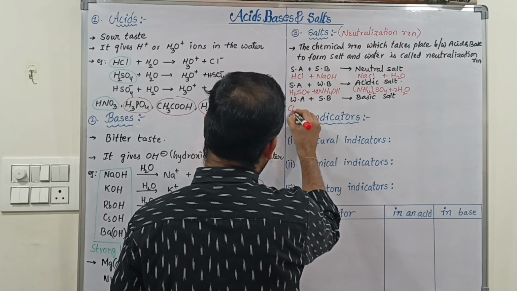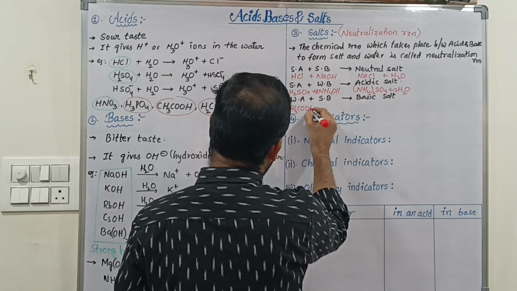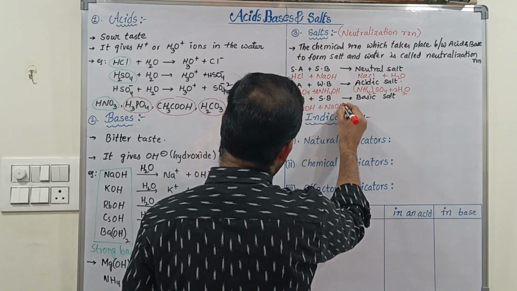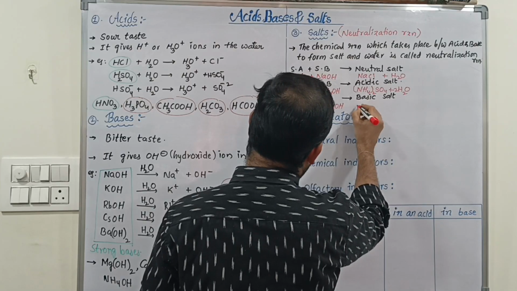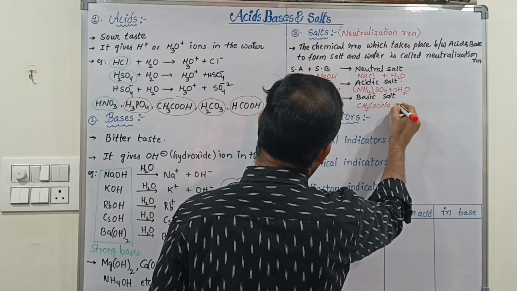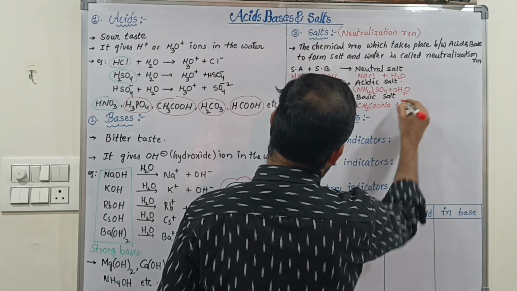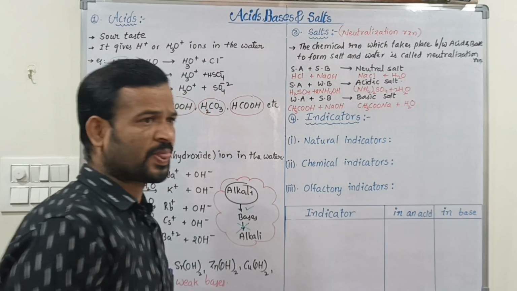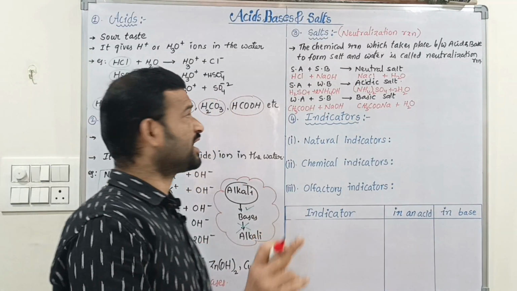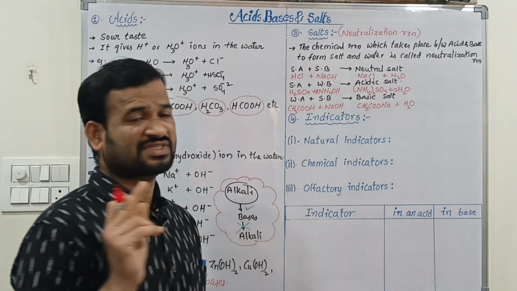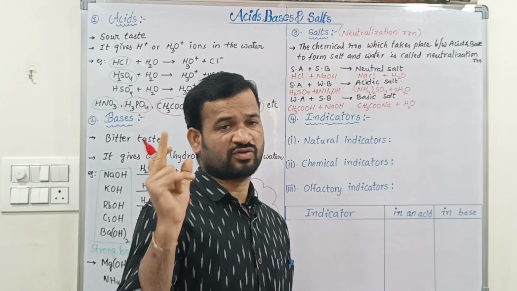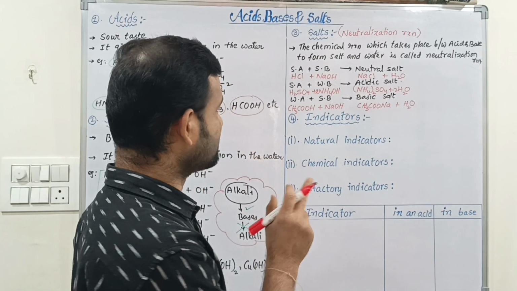Next, weak acid, for example, acetic acid, CH3COOH, reacts with a strong base, that is sodium hydroxide, and forms sodium acetate, CH3COONa plus H2O. So these are some examples of different types of salts. Neutralization reaction means the chemical reaction which takes place between acid and base to form a salt and water. It is called a neutralization reaction.